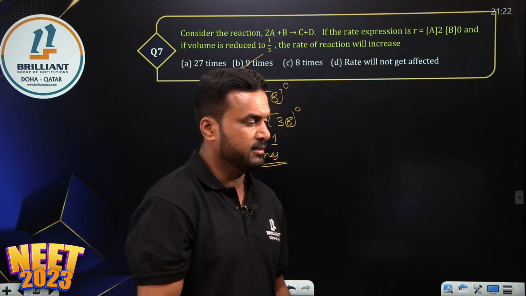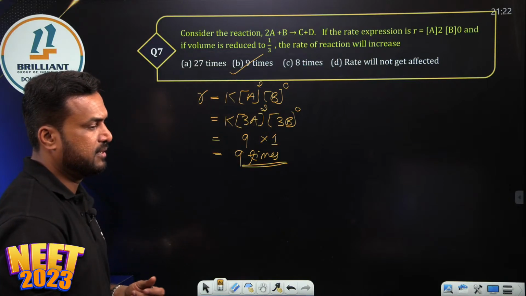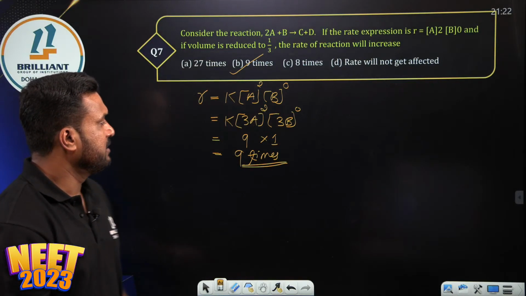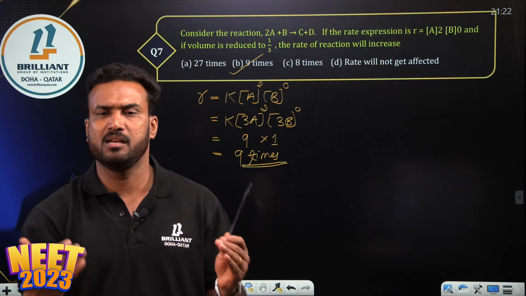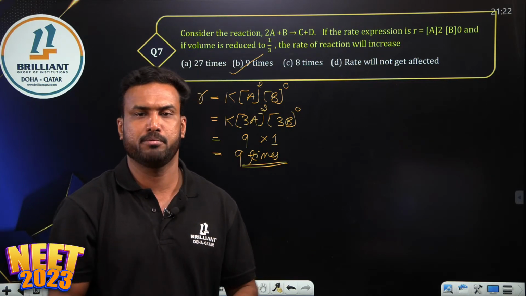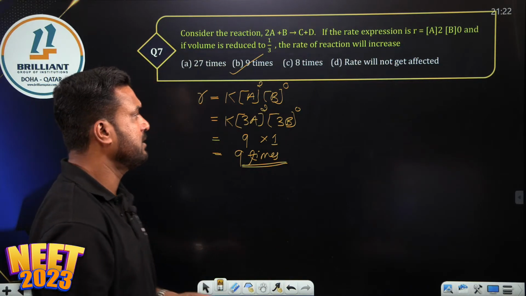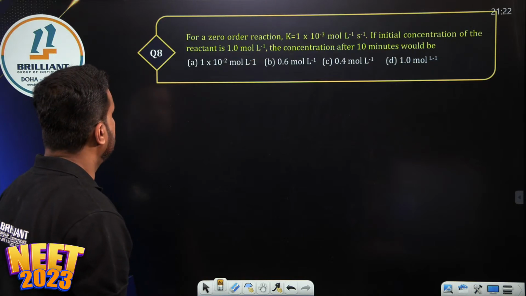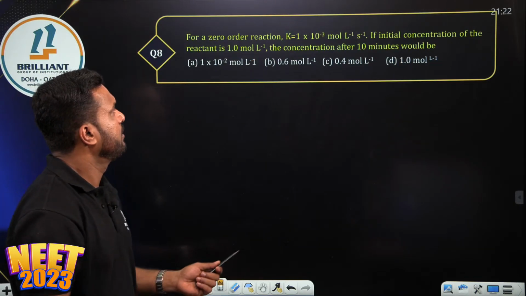Yeah, 7 is B. Well done. Half is, yes, the 7th one is B. So these are the logical question and the same type of question you can expect from this chapter, chemical kinetics. We will go to question number 8.